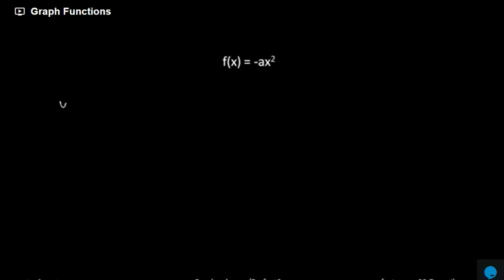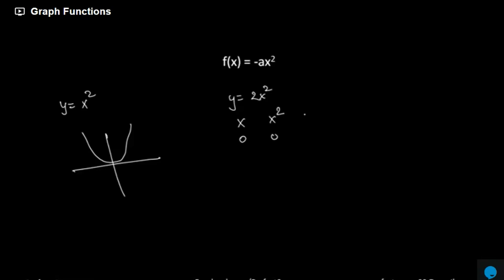If I say y is equal to x squared, the graph is going to look something like this. Similarly, if y is equal to 2x squared and I put x equal to 0, x squared becomes 0, and 2x squared becomes 0. If I plug in x equal to 1, this is 1, this is 2. When I plug in x equal to 2, this over here is 4 and this over here is 8. That means for the same value of x, I'm getting a bigger value of y.